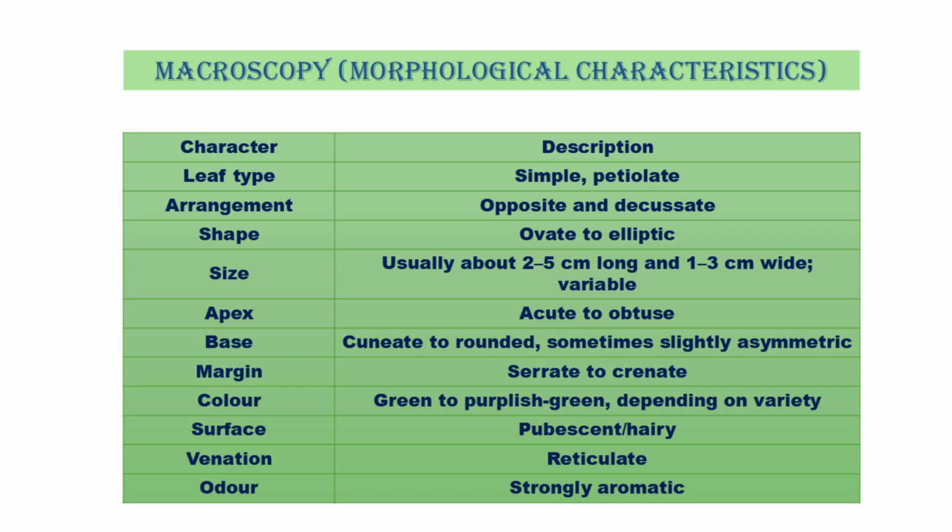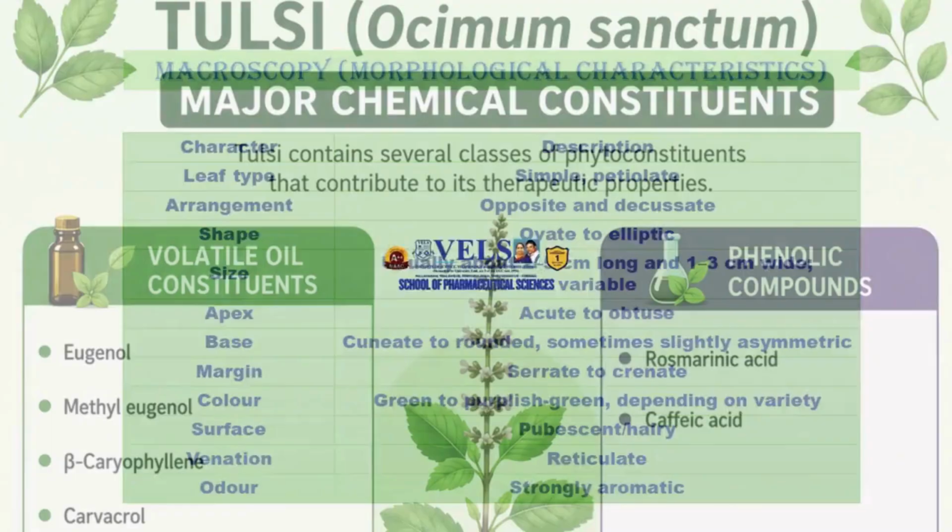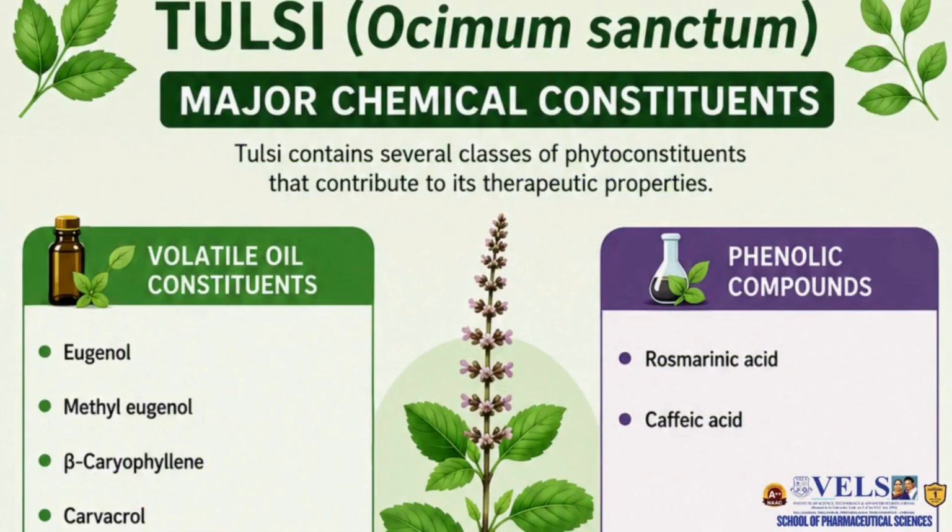The apex is acute to obtuse, while the base is cuneate to rounded and may be slightly asymmetric. The margin is serrate. The color ranges from green to purplish green, depending on the variety. The surface is hairy, with a reticulate venation. Finally, the leaf has a strongly aromatic odor, which is an important identifying characteristic.